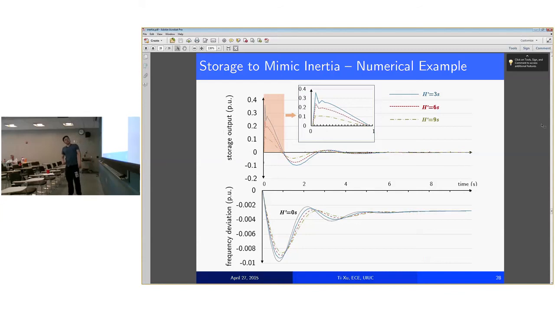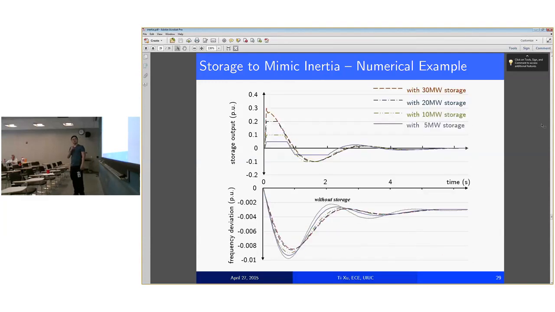So this is the storage output during the time, and this is the frequency response during the time. Here I don't have any constraint on the capacity of the storage, but actually we cannot have a sufficiently large storage. There must be some limit on the contingency. So I also run the simulation on the same contingency, but the maximum capacity is limited to 30, 20, 10, or 5 respectively. So we can see that, for example, 5.